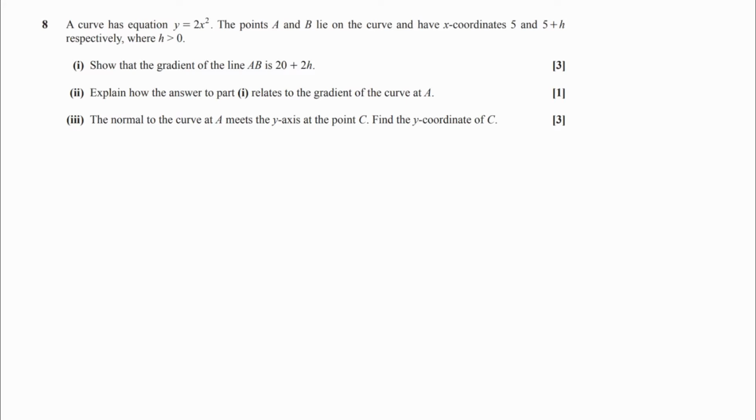So this is a basic definition of gradient. Gradient equals change in y divided by change in x. Now, if we put in the 5 and 5 plus h, with the 2 points that we have, one of them is x is 5, we put it there, 5 squared is 25, times 2 is 50. So for 5, y is 50.